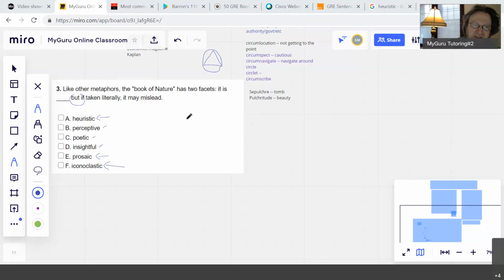Okay, so let's take a look at these words here. Deepak was saying that prosaic is basically common. Anyone know what that comes from? Getting to the word root stuff.